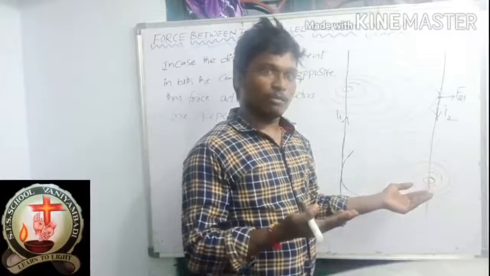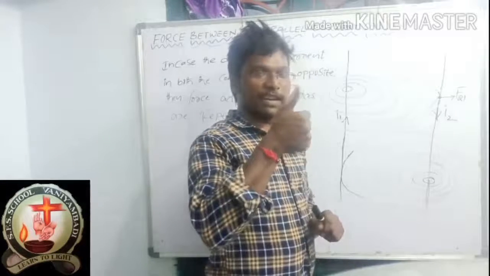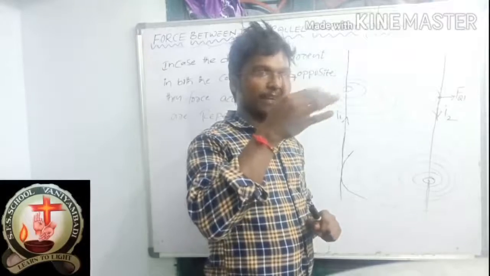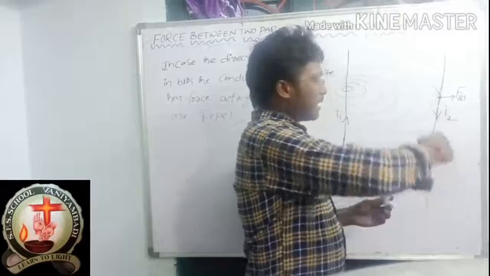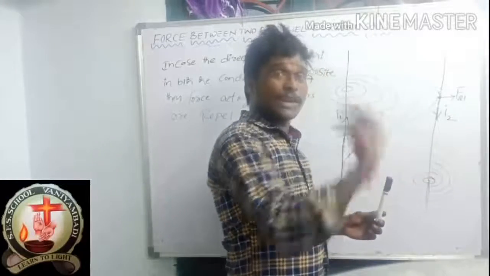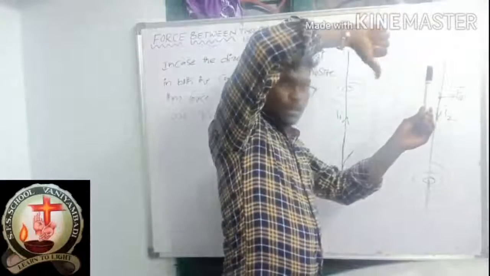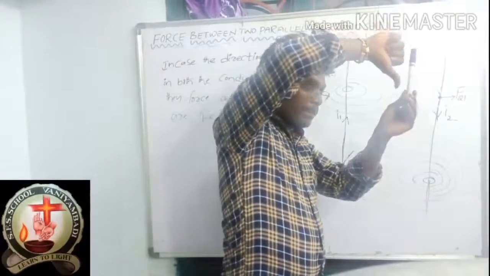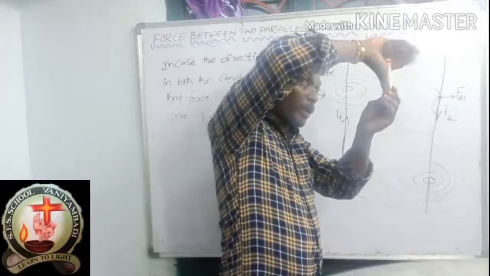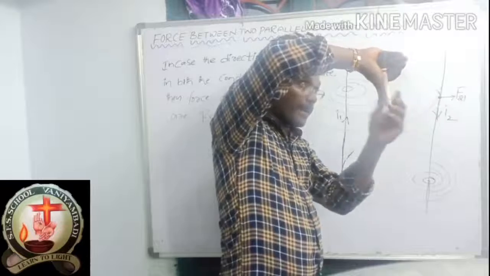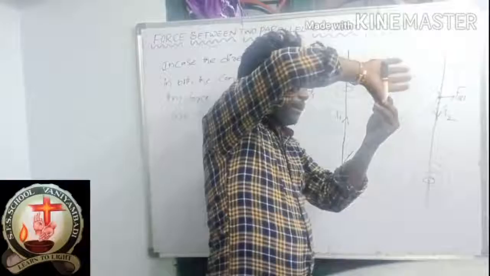By which rule can we find the direction of the magnetic field? Right hand thumb rule. This thumb will indicate the direction of current, and these four fingers will indicate the direction of magnetic field. In this current carrying conductor, what is the direction of current? Downside. This thumb finger shows the direction of current, so I am keeping this thumb downside. Then at what side are these four fingers showing? This side, right? So this is the direction of the magnetic field.